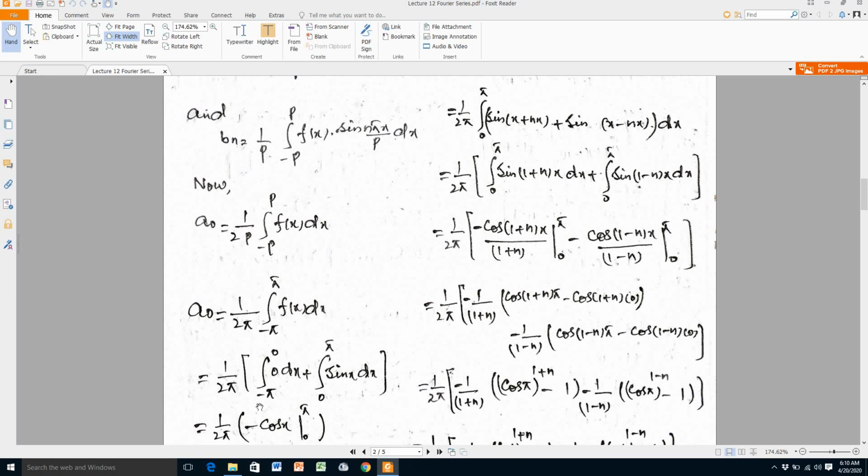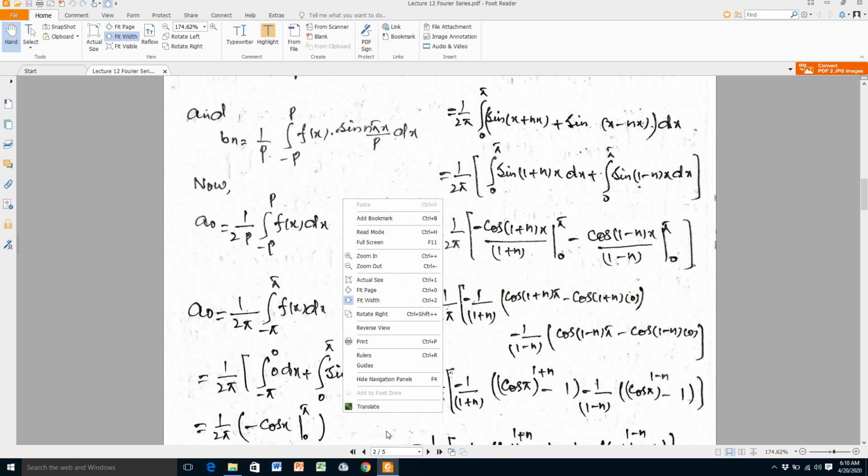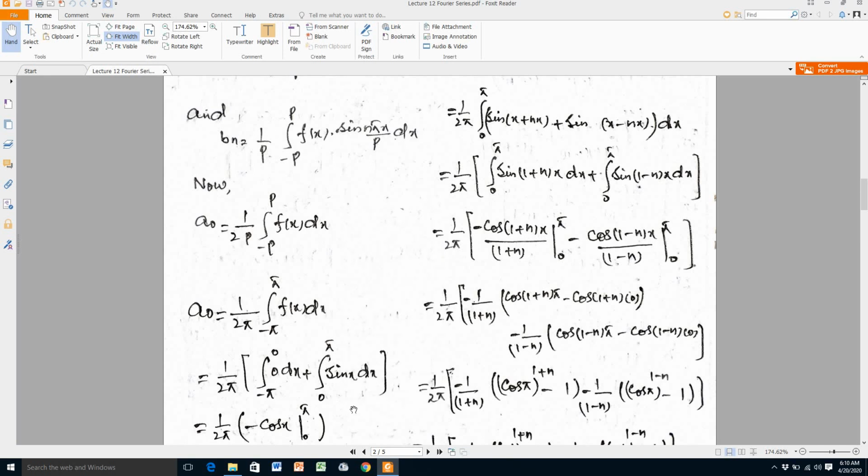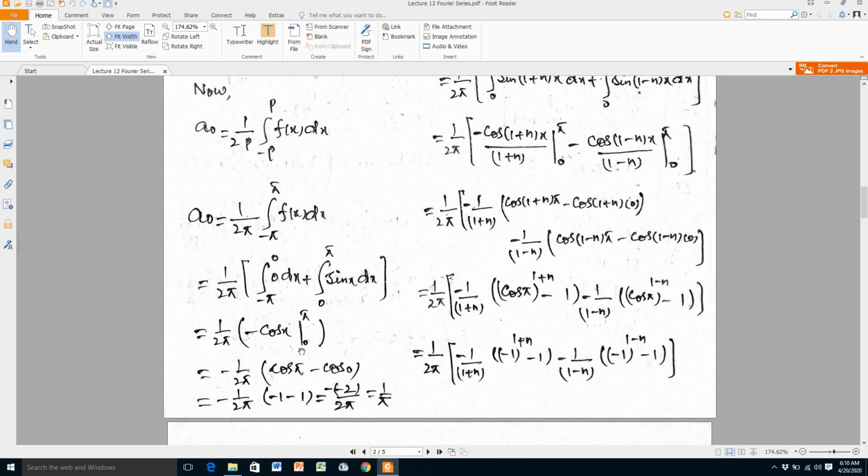So this integral becomes 0, and when we evaluate the other integral, you get minus cos of x, and then we evaluate this from 0 to pi. When you evaluate this, I take the negative sign outside, then I evaluate cos at pi and 0, and you get cos pi minus cos 0. You know that cos pi is equal to minus 1, and here cos 0 is equal to 1. So after simplification you get 1 over pi.